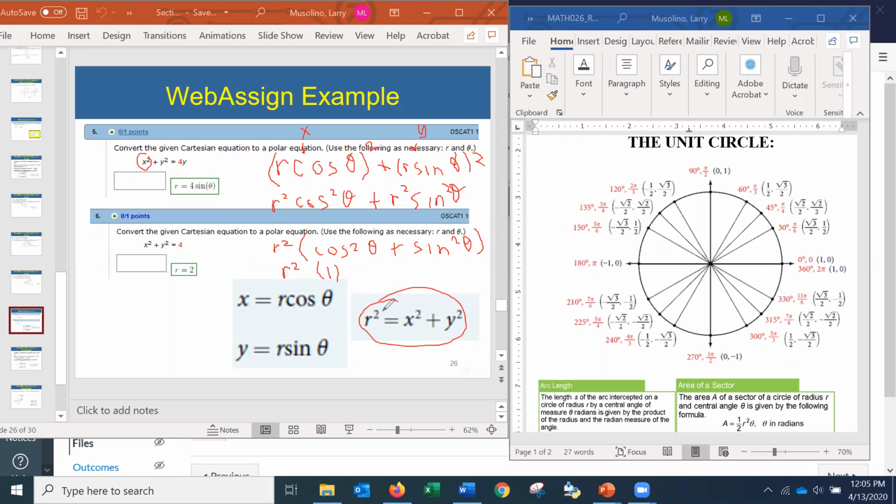Okay? All right, folks, I think we're out of time. So let's do a few more of these examples on Wednesday. And then Wednesday, we'll also get started in section 10.4 on graphing these polar equations.